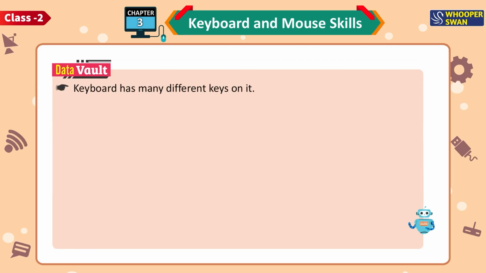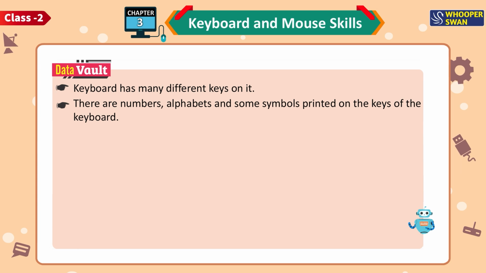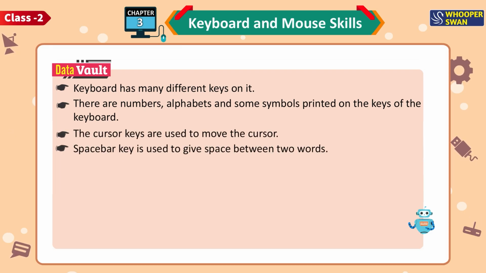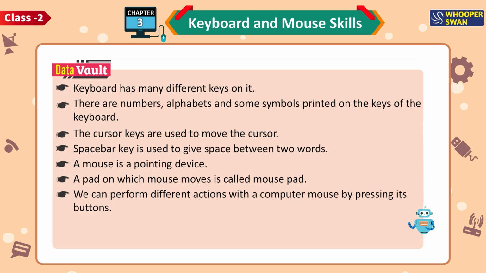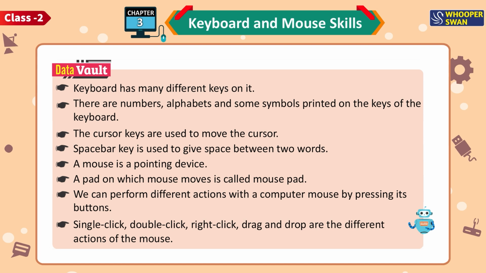A keyboard has many different keys on it. There are numbers, alphabets, and some symbols printed on the keys of the keyboard. The cursor keys are used to move the cursor. Spacebar key is used to give space between 2 words. A mouse is a pointing device. A pad on which the mouse moves is called a mouse pad. We can perform different actions with a computer mouse by pressing its buttons. Single click, double click, right click, drag and drop are the different actions of the mouse.